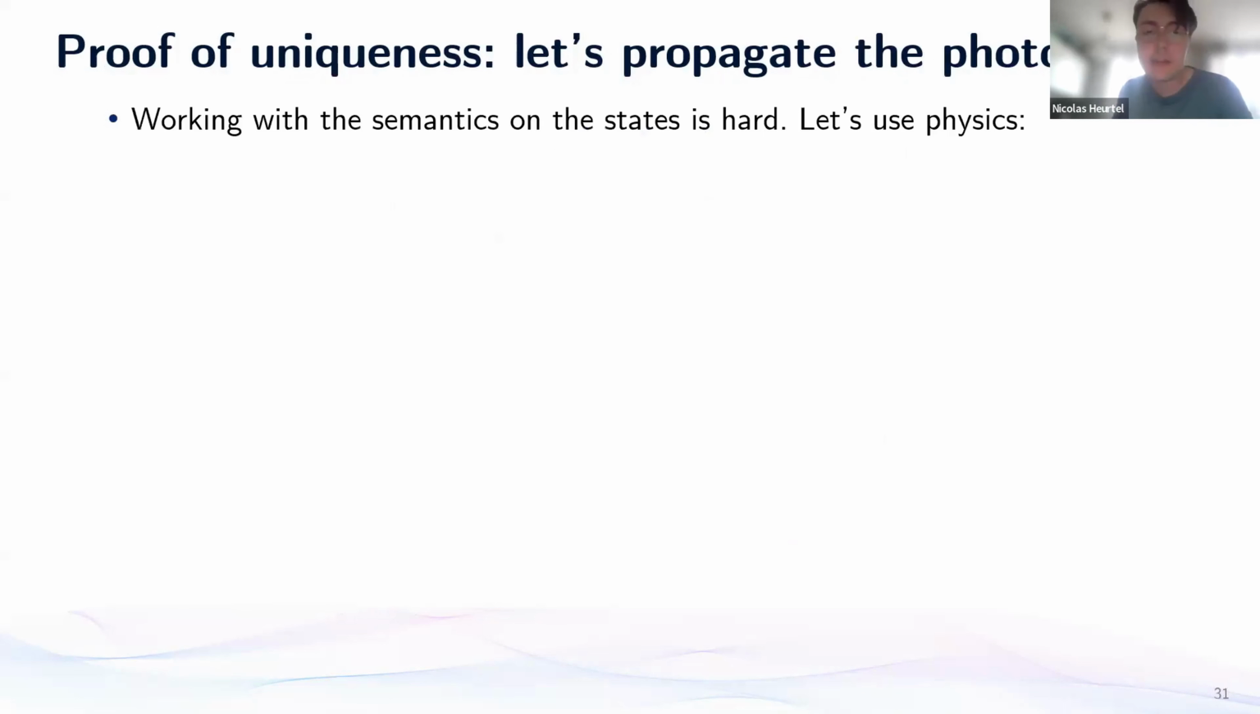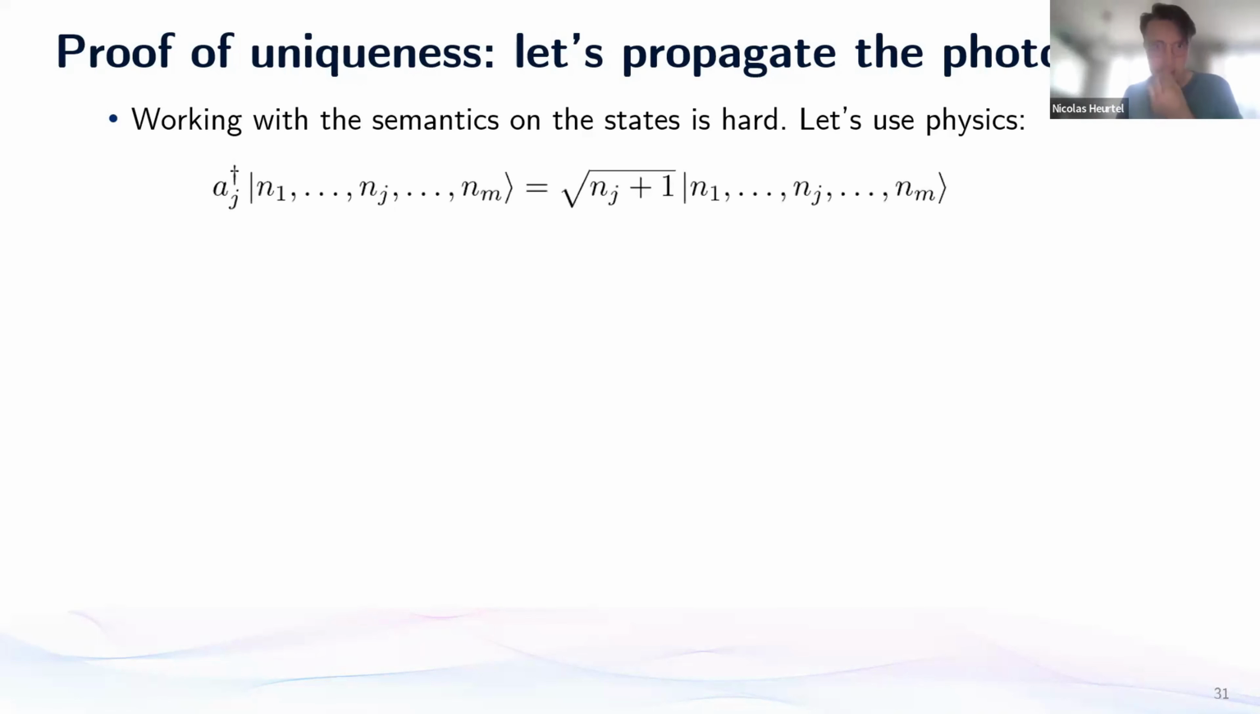And so to do that, we could work maybe with the semantics directly on the states, but it's very hard. As you can see, the semantics of the beam splitters is hard. So even if omega, which is just single sources and detectors, seems not too hard graphically, the semantics is hard. And so to simplify my life, because it's good to simplify life sometimes, I used a bit of physics.